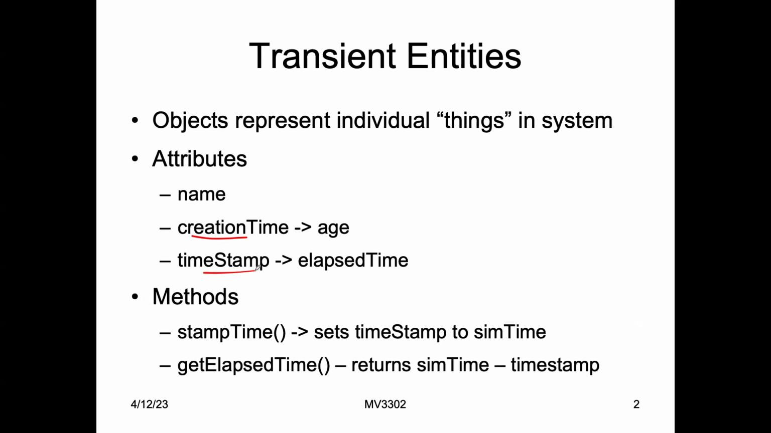So you compute how long you've been there by what time is it now? What time did you come in? So like creation time to age, whenever we stamp our time, we can get the elapsed time. That is the time since that stamp was done, just think parking garage. And now in terms of methods, whenever we want to stamp the time, what does stamp time do? It simply sets the timestamp to whatever the sim time is.